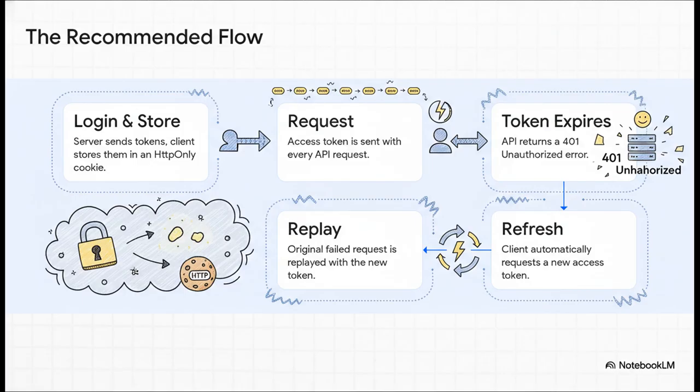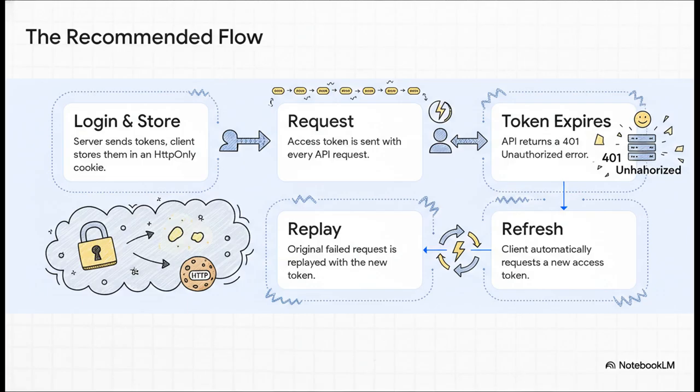Step 1. User logs in. The server sends back both the access and refresh tokens, and they get tucked away safely in a secure HTTP-only cookie. Step 2. Your app makes API calls, and that access token goes along for the ride every time. Step 3. Eventually, that short-lived access token expires. The API server says, nope, and sends back a 401 unauthorized error.